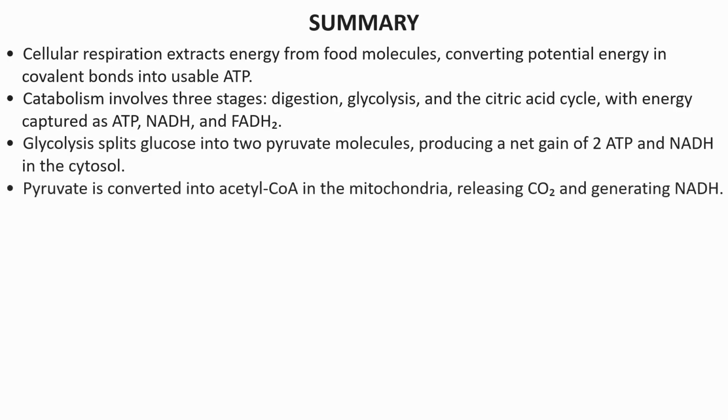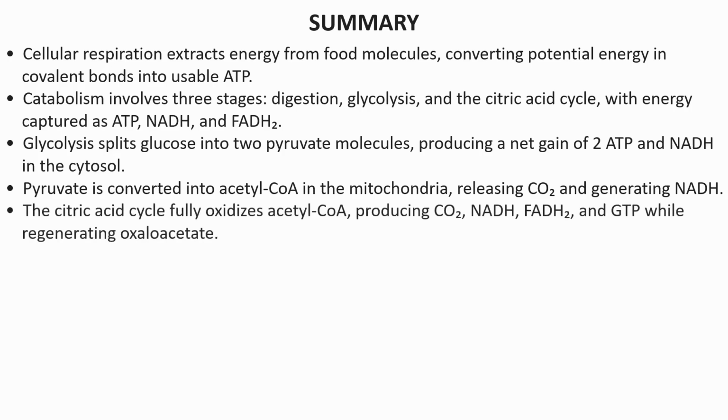Pyruvate's converted into acetyl-CoA in the mitochondria. That's done by the PDC, the pyruvate dehydrogenase complex. And acetyl has 2 carbons, pyruvate has 3, so that also is going to involve a decarboxylation event, releasing carbon dioxide. And we broke some bonds, so we steal some electrons. We'll reduce some more NADH.